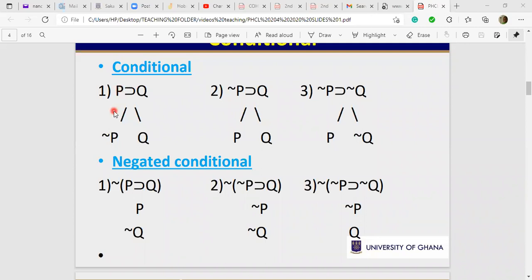Dear friends, I don't know if you get it. Okay, so if the antecedent is false, don't even go and look at the consequence. We will represent this on the truth table. So that's what is happening here.